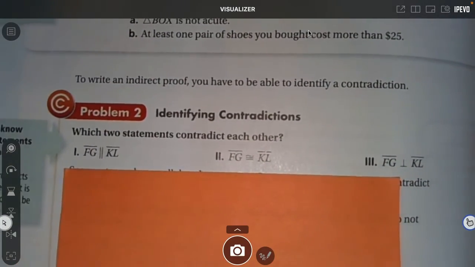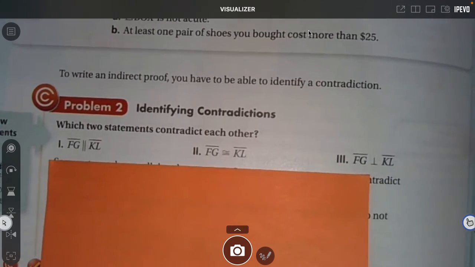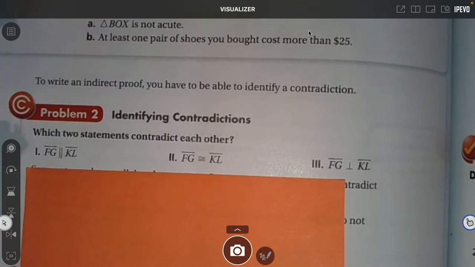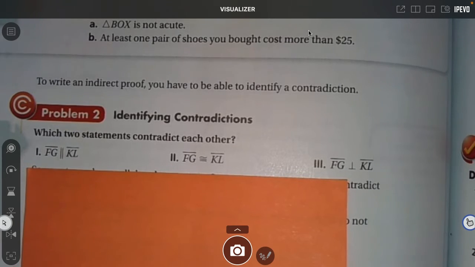Disagree. Or opposite. Like they can't work out. Okay, that's what it's going to mean on this. Like, on these problems, it gives us 3 options. 2 of them can't happen at the same time. That's contradicting. So you have to kind of pick what can't happen at the same time.